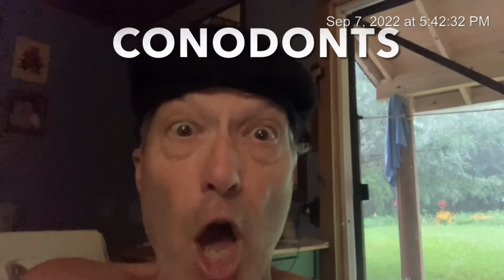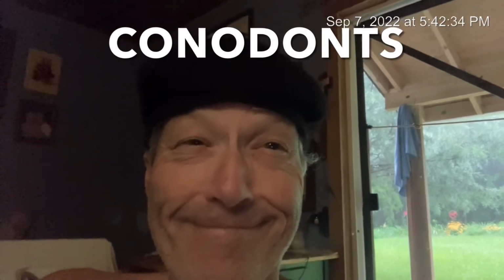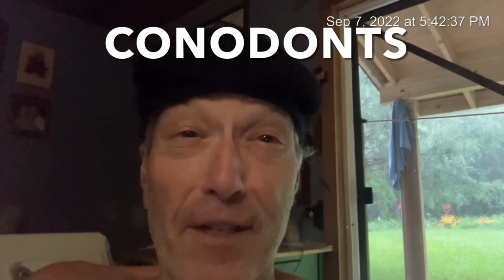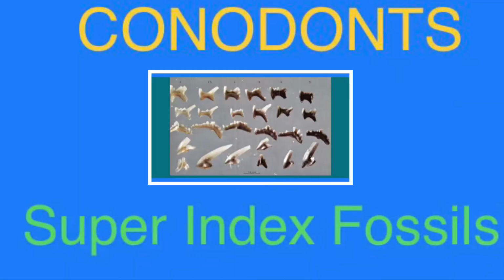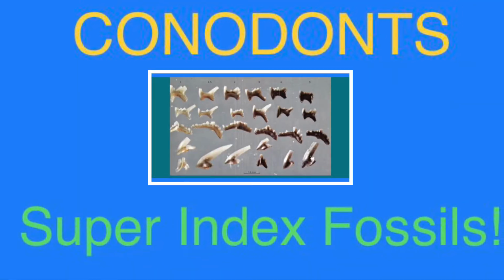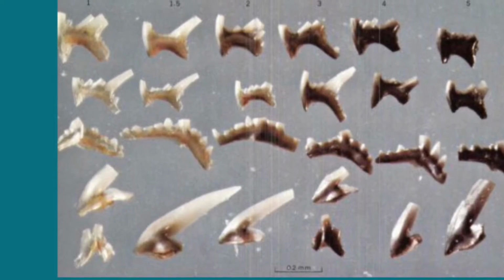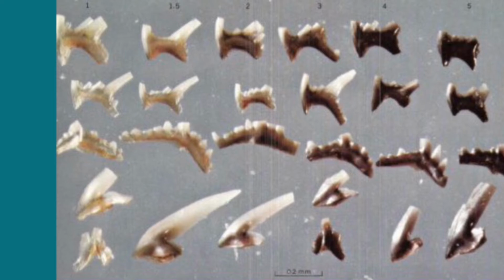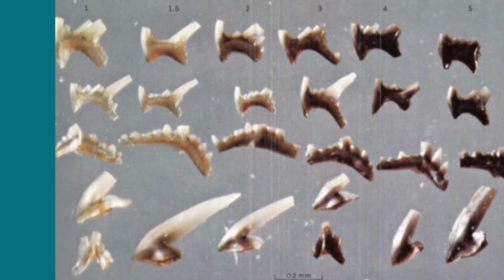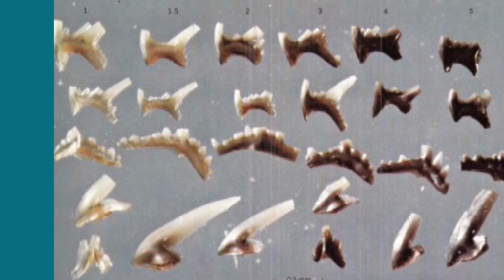Guys, now I want to tell you about one of the very most useful index fossils around. That is conodonts. Nice sound effect there, thunder. This is what conodonts look like. Don't they look kind of like a bunch of teeth, or little jaws with teeth in them? They're very small. The largest only get to about 2/10 of an inch long.